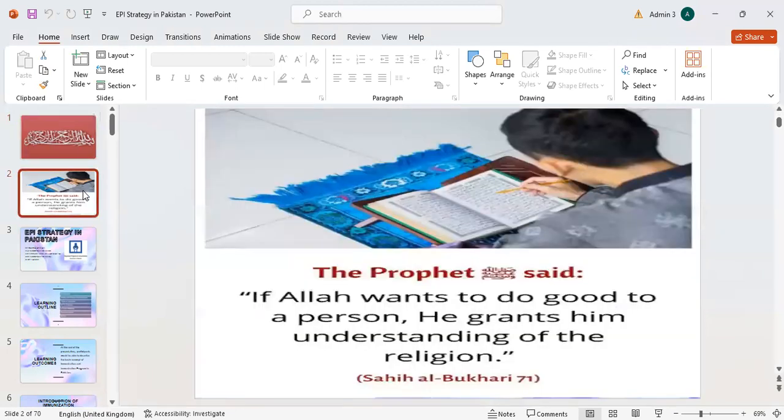Hadith of the day. The Prophet peace be upon him said, "If Allah wants to do good to a person, He grants him understanding of the religion."